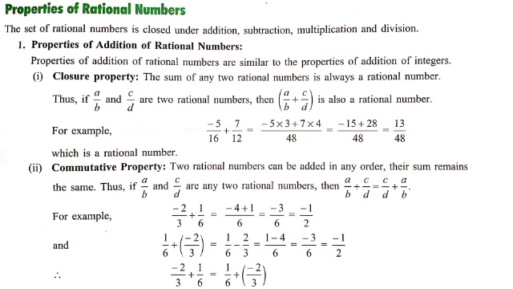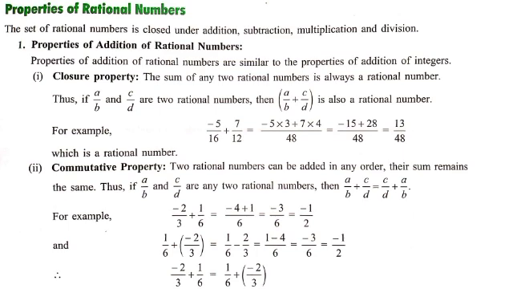Thus, if a by b and c by d are two rational numbers, then a by b plus c by d is also a rational number. That is, if we add any two rational numbers, for example, minus 5 by 16 plus 7 by 12 is equal to minus 5 into 3 plus 7 into 4. Here I am taking 48 as the LCM for 16 and 12.